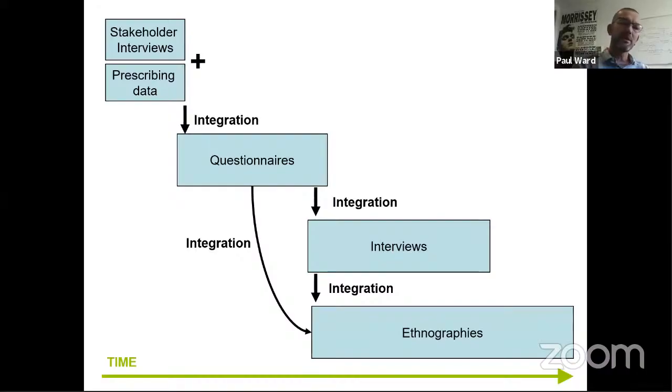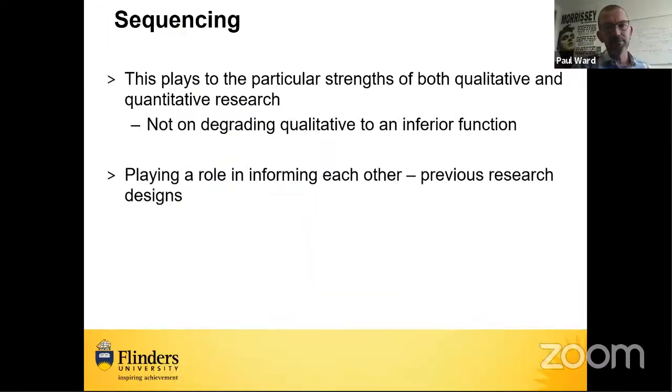So depending on your perspective, you could see that that's a very good mixed method study, or you could see that it has its own limitations. So that was integration.